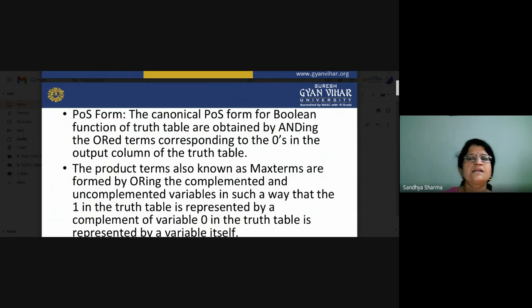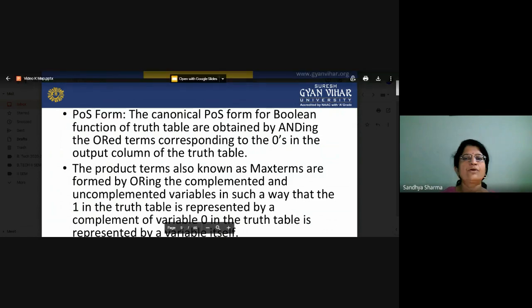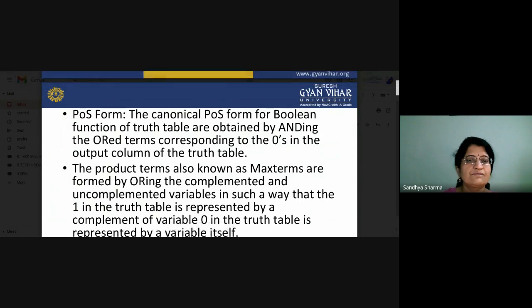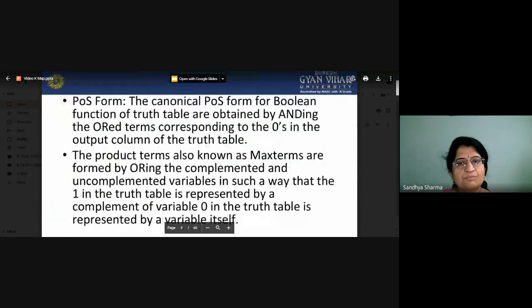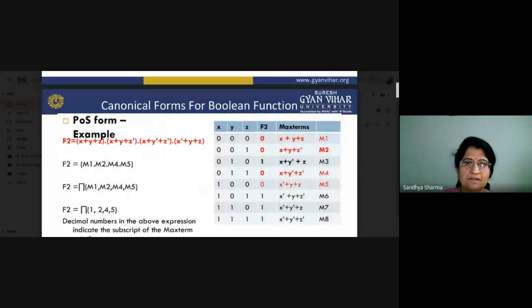So product terms are also known as... how can you define it? Product terms are also known as max terms, and that is formed by ORing the complemented and uncomplemented variables, in such a way that a 1 in the truth table is represented by the complement of the variable, 0. So there are two methods, product of sum and sum of product. We will see in our previous examples what the method is.